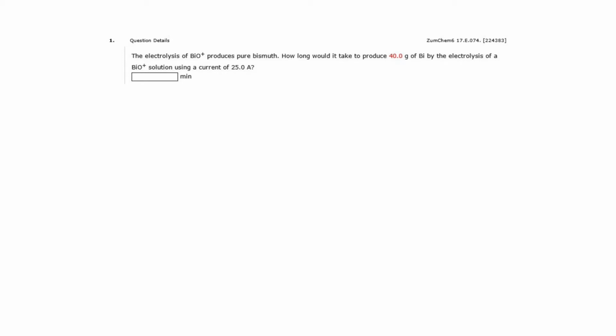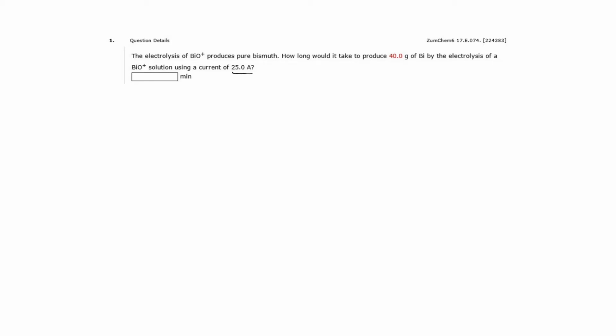Here's an electrolysis problem where they give us a mass of the substance we're producing, bismuth, and they tell us the current, 25 amperes, and they're telling us what we're electrolyzing, BiO+. A couple of tricky things.